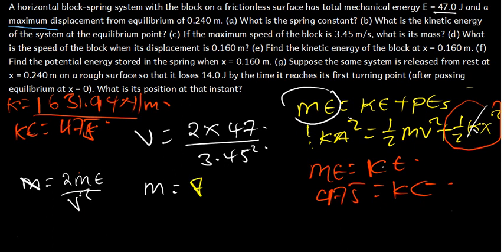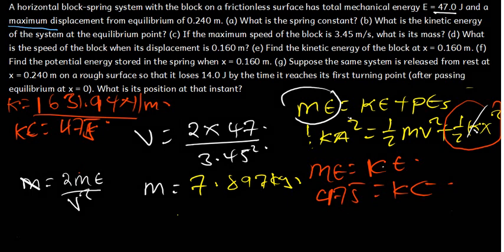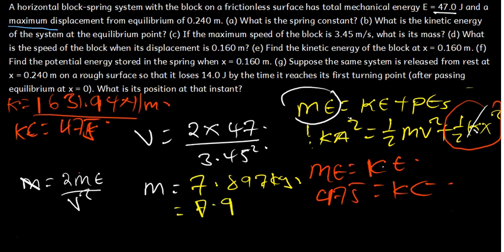Okay, I'm finding 7.897 kgs, which is basically the same as 7.9 kgs. So this is our mass. Okay, let's go ahead and find D.